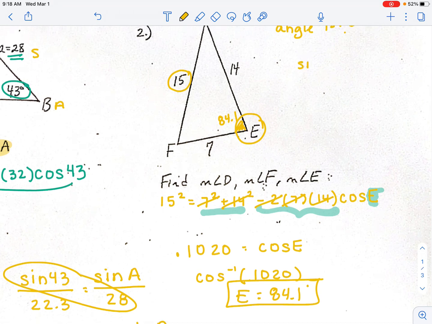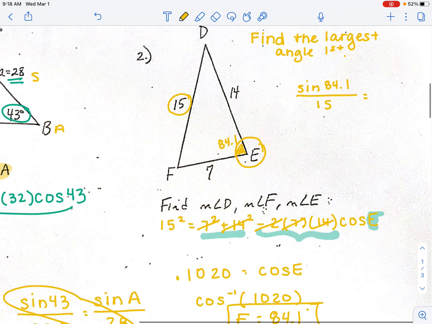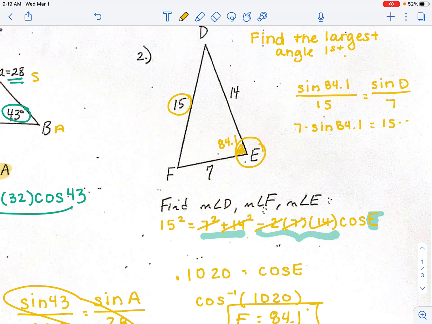So I'm going to say the sine of 84.1 divided by 15 equals. Now, it doesn't matter which one you solve for next. So let's go ahead and solve for angle D. So I'm going to say the sine of D over 7. We're going to go ahead and cross multiply. So I get 7 times the sine of 84.1 equals 15 times the sine of D.